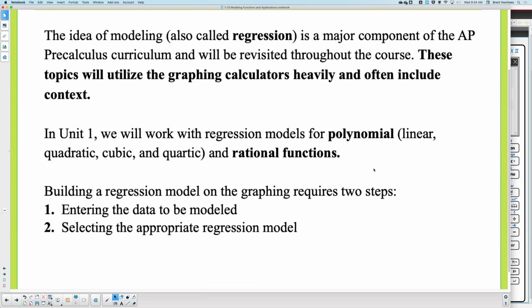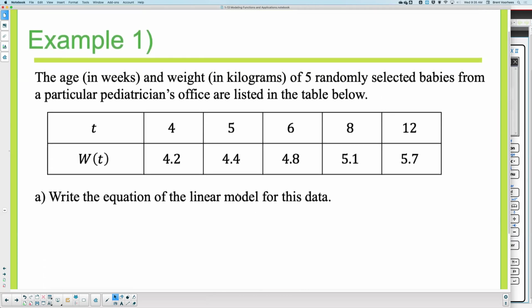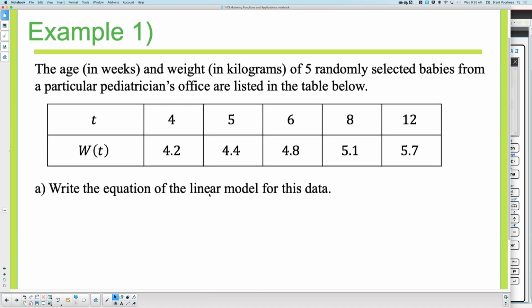Specifically in Unit 1, we're going to be doing polynomial and rational functions. As the school year goes on, you're going to see exponential, logarithmic, trig functions, all different types of functions, but specifically right now, we're going to be looking at polynomial and rational data, okay? First, let me give you an example, and we're going to talk about what type of models we could be using when they don't ask us to do so.